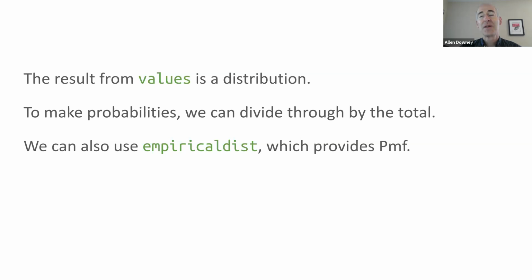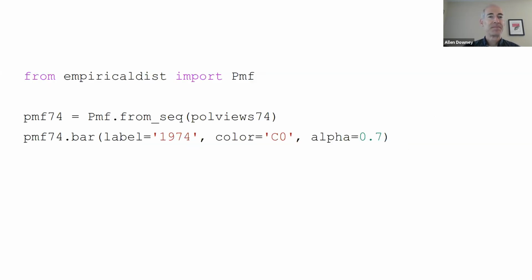You can call value counts, and the result is a pandas series that you can use to represent a distribution. An alternative is a library called empirical dist, which I wrote, which provides a function, or rather an object, called PMF that represents a probability mass function. Here's how you use it. You import it from empirical dist, and then the function from seq, from sequence, takes any list, array, or in this case, a pandas series. It counts how many times each value occurs and puts the results into a PMF object, which is also a pandas series, but it provides specialized functions that pertain to PMFs.